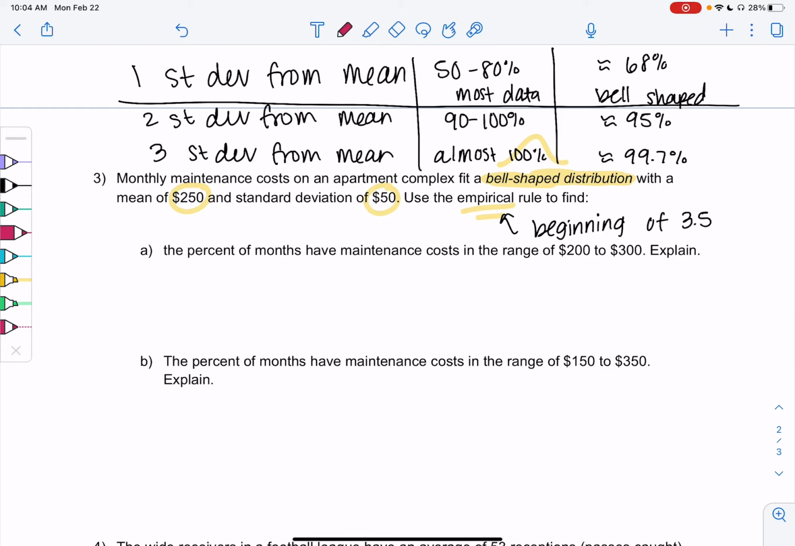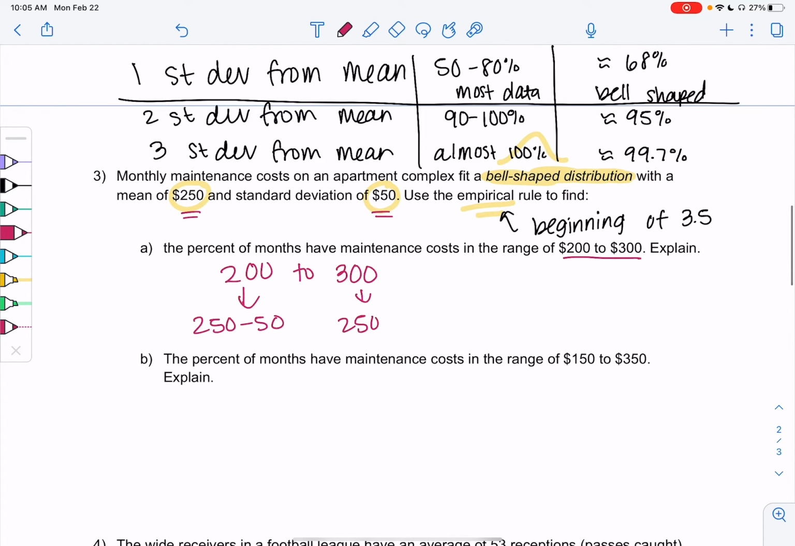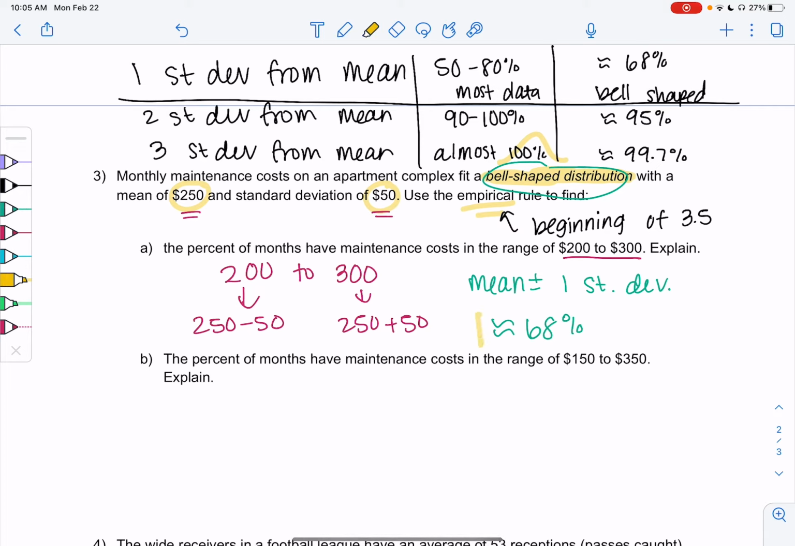So for the first one, we have the percent of months that have maintenance costs from 200 to 300. So we're going to basically do those ranges we were doing, but backwards. What I notice is 200 would be 250 minus 50. I like those numbers because that's my mean and standard deviation. And I notice 300 would be 250 plus 50. So that's the mean plus or minus 1 standard deviation. And since this is bell-shaped data, we know that this is around 68%. If we didn't know it was bell-shaped, then it could be a variety of percents between 50 and 80. But with bell-shaped, we can get more specific.